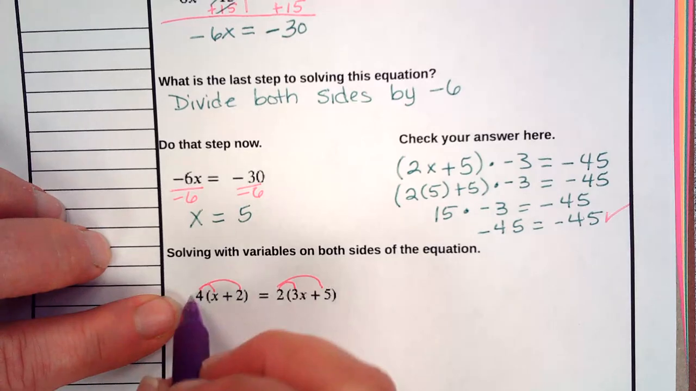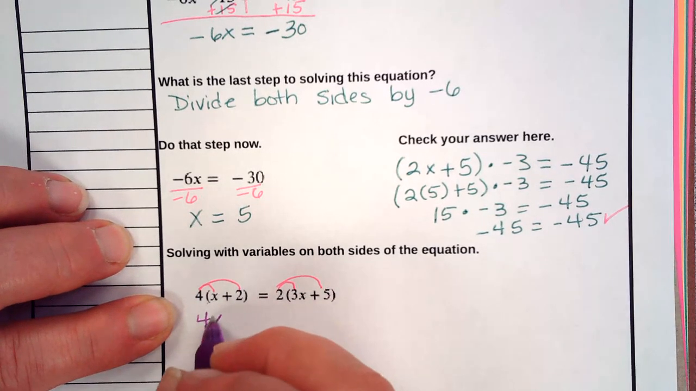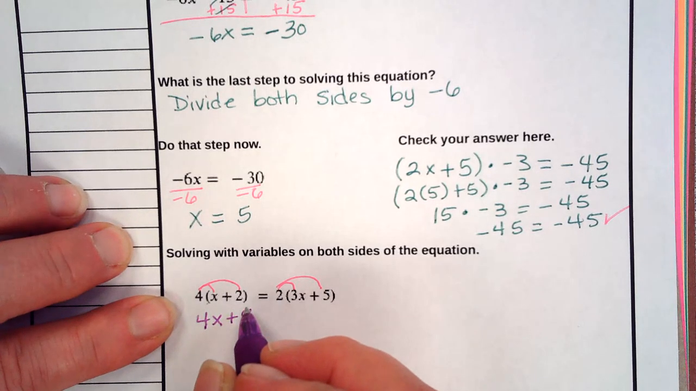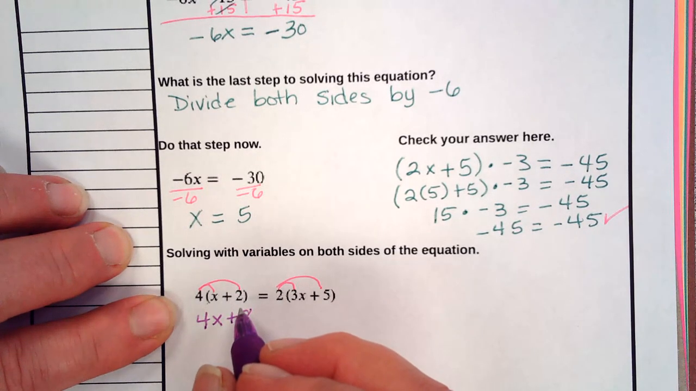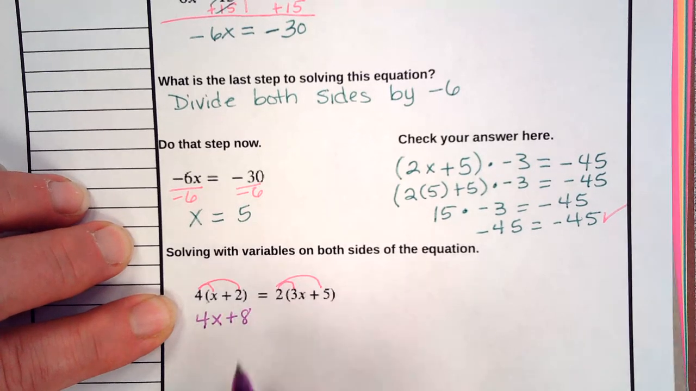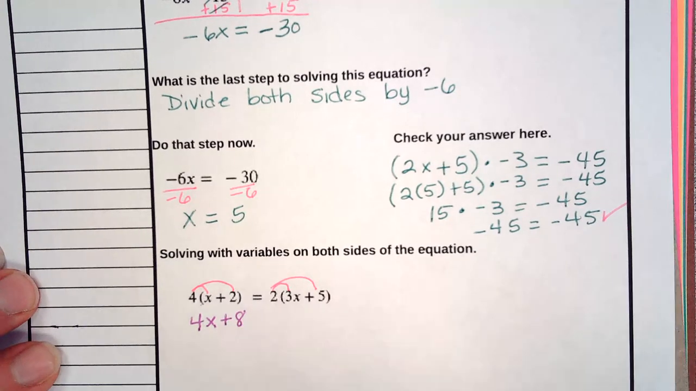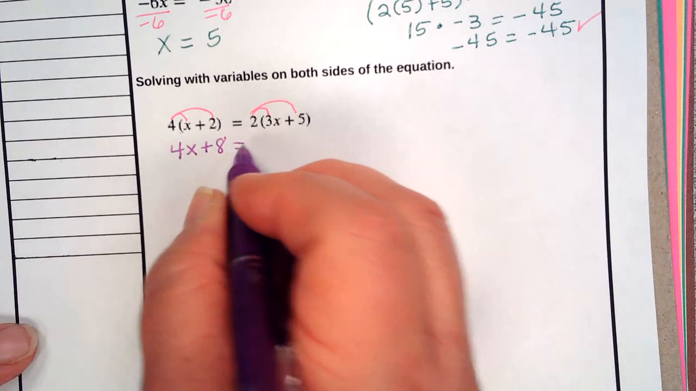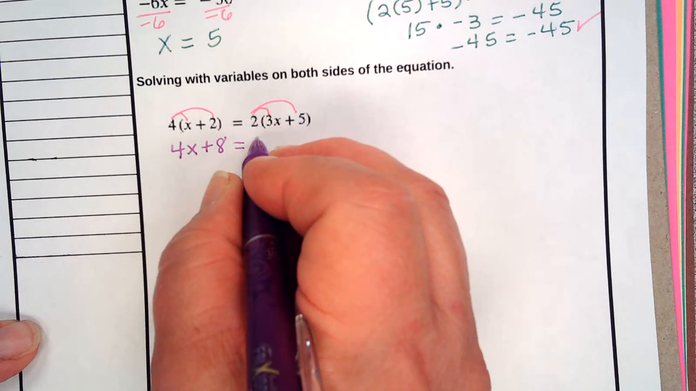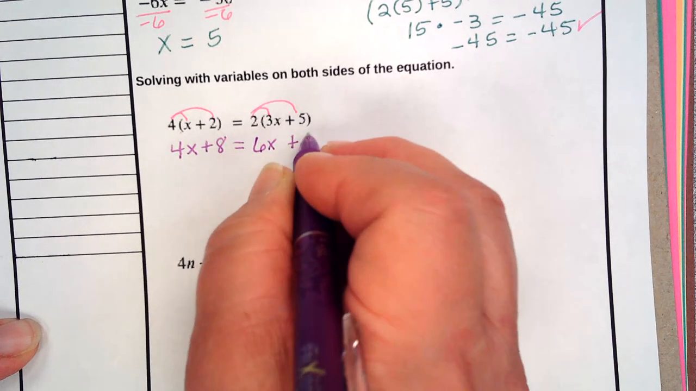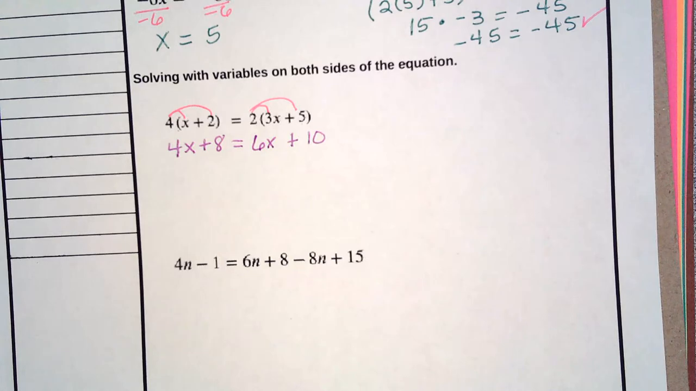Okay, 4 times x is 4x. 4 times 2 is 8. The greatest mistake I see is where they will only multiply the 4 by that first term, but do not multiply by the second. So please don't do that. Is equal to 2 times 3x is 6x, plus 2 times 5 is 10. Now I'm ready to start solving.